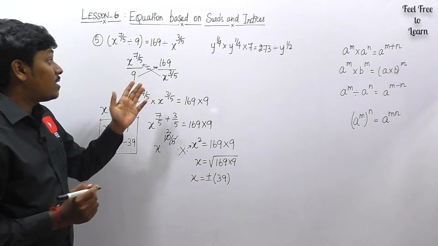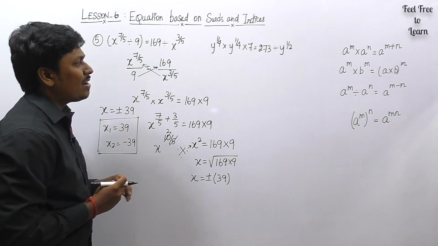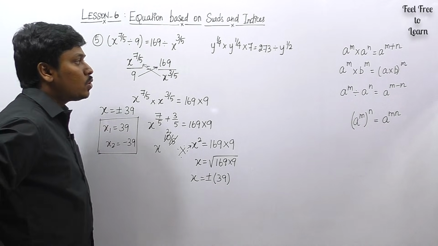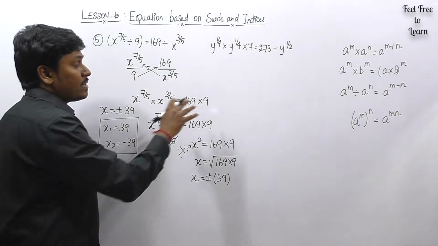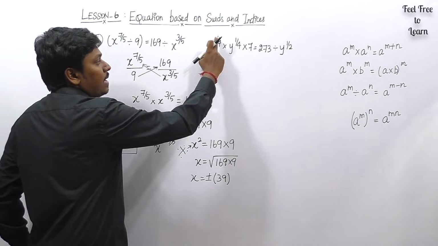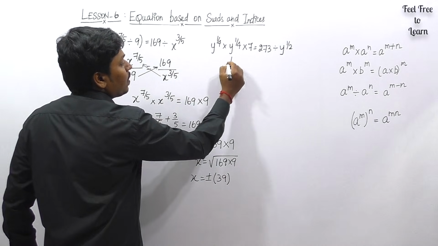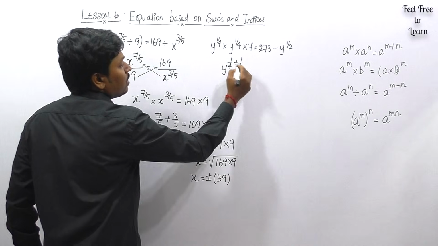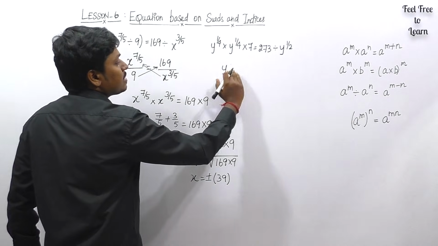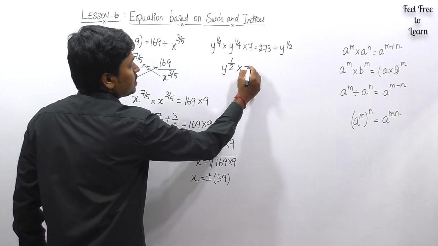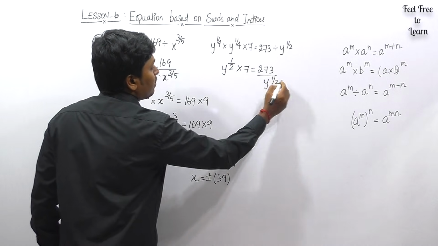So friends, let me move on to the second expression. y power 1 by 4 into y power 1 by 4 into 7 is equal to 273 division y power 1 by 2. Okay friends, first of all let me do one thing. a power m into a power n is a power m plus n. When you add both the numbers, y power 1 by 4 plus 1 by 4 will be 2 by 4, and 2 by 4 will be 1 by 2. So finally this can be written as y power 1 by 2 into 7 is equal to 273 divided by y power 1 by 2.